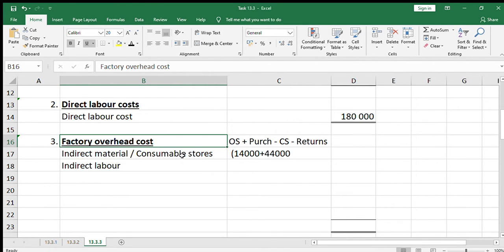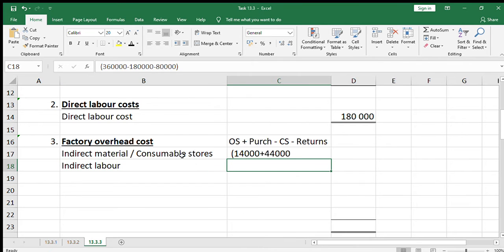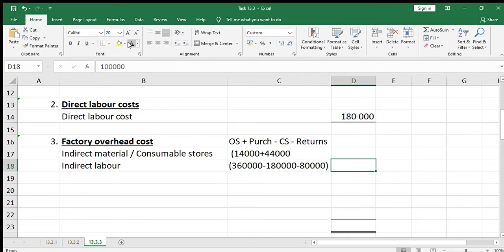So when you have to do a note for factory overheads, one of the first two things you must always put in there will be the indirect material or consumable stores and the indirect labor, because all the questions are going to have it, right? So it says that the rest, so we're just going to take our calculation, will be 360,000 minus 180,000, which is direct labor, and minus 80,000, which is administration costs. And that will give us an answer of 100,000.